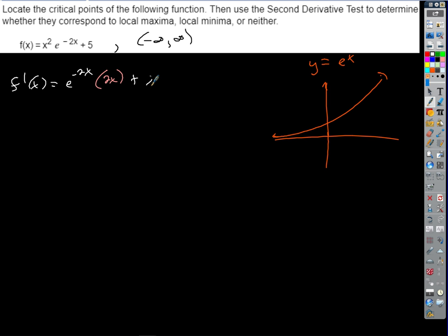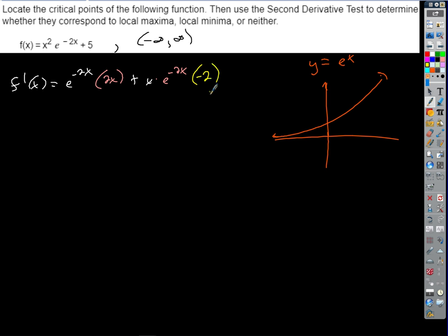plus x squared times the derivative of e to the negative 2x. Negative 2, my bad. Negative 2 e to the negative 2x. I'm going to do it in layers. So the derivative of e to the u is just going to be e to the negative 2x times the derivative of negative 2x, which is negative 2, right?